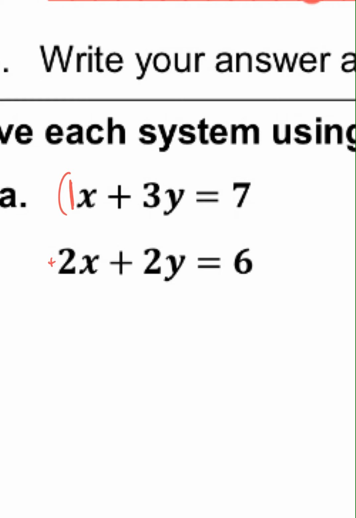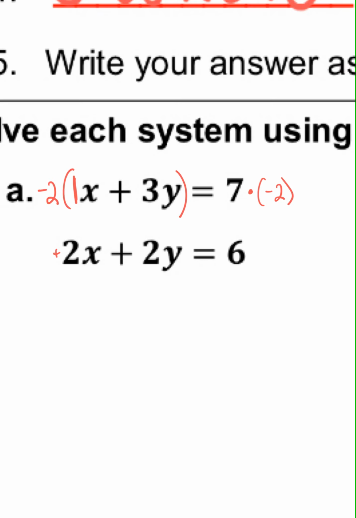So I'm actually going to do that. I'm going to multiply everything by negative 2, but what I do to one side, I have to do to the other. So that's going to change things up a little bit. That makes this guy, actually I'll keep it red, turn into negative 2 times 1x is negative 2x, and negative 2 times positive 3y is negative 6y, equals 7 times negative 2 is negative 14.